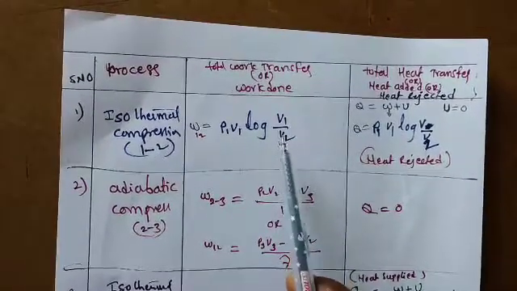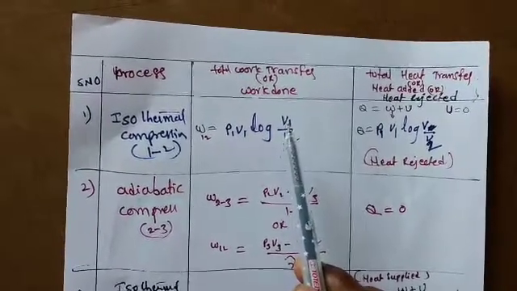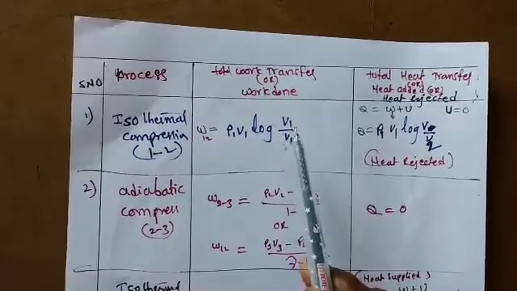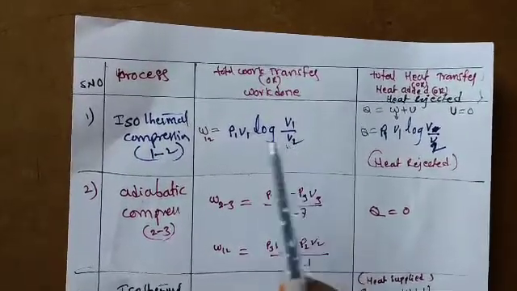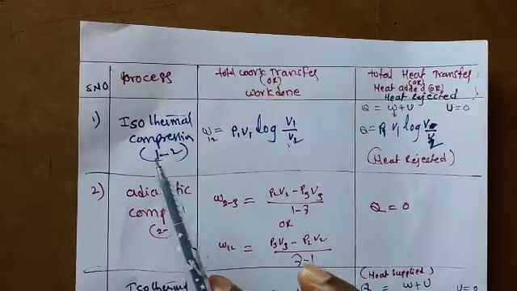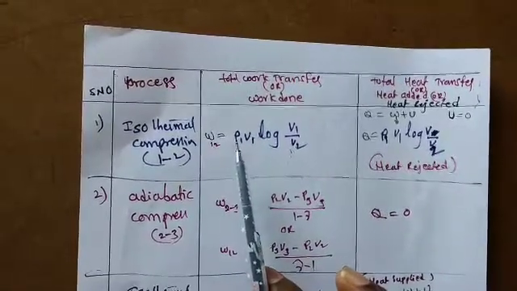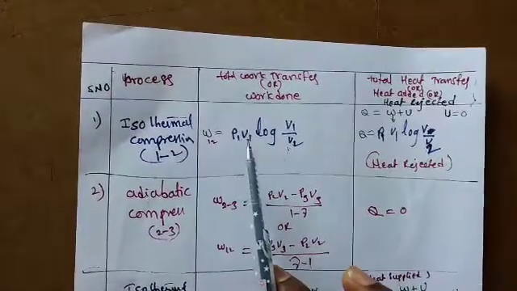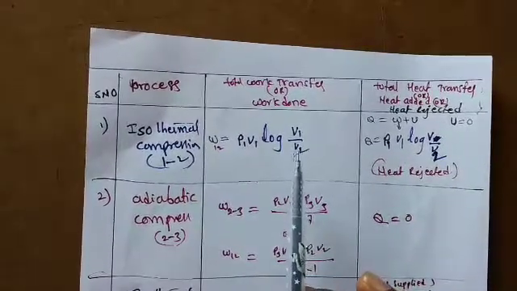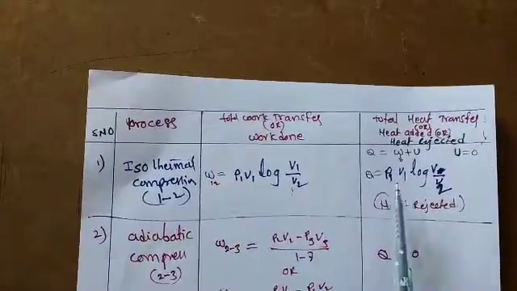So why V1 by V2? If we compare the volumes V1 and V2, V1 is higher than V2. That's why V1 divided by V2. So what is this process? Isothermal compression process, that is the 1 to 2 process. From 1 to 2 means the starting point is 1 and the ending point is 2. So that's why for the starting point we first write P1 V1 log V1 by V2, higher volume divided by lower volume. So this is our total work transfer in the isothermal compression process.